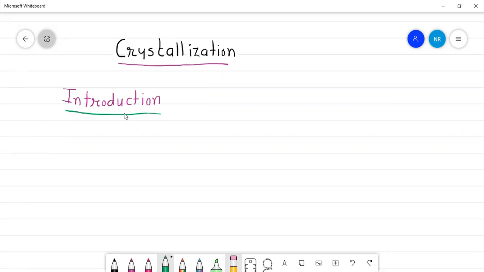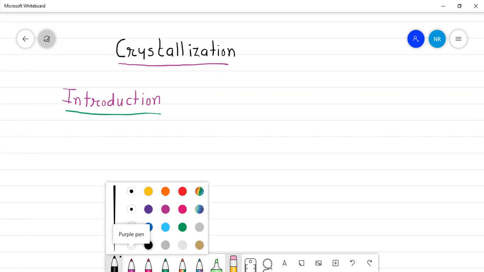So let's start crystallization. The first thing: what is crystallization in industry, and where is it used? We'll take some examples, and then we'll give a small introduction about the exact topic. Crystallization is a mass transfer operation where transfer of mass occurs in liquid-solid. The creation of crystals from the liquid is crystallization.